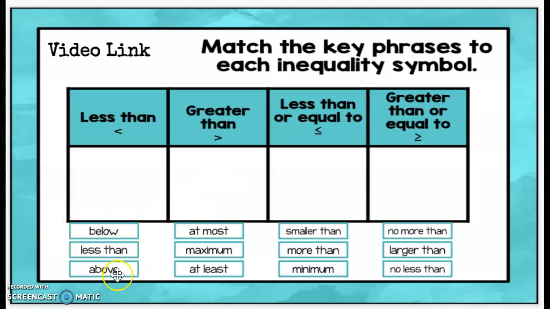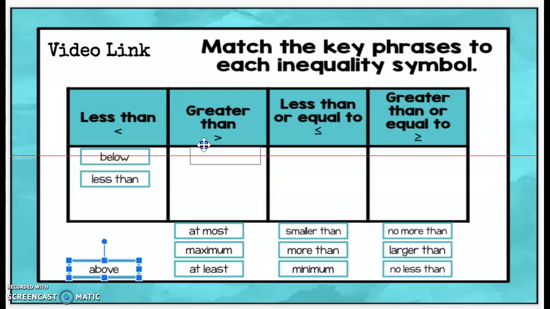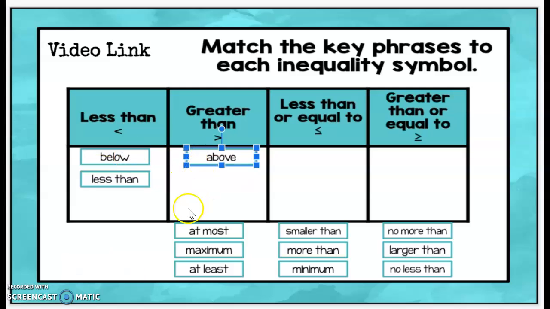Now we need to decide where these words or phrases go. So if we're looking for the word below, below means less than, or something below a specific number. We're not including that number, it's just below it. Less than, well, I think that was kind of a gimme because it is less than up here. Now, if below is less than, we know above would be greater than, because below and above are opposites, and less than and greater than are opposite.